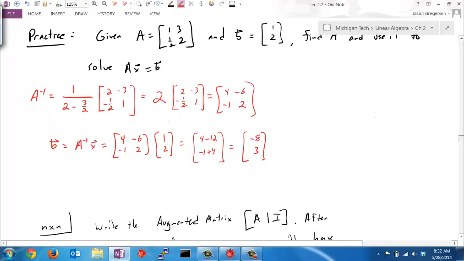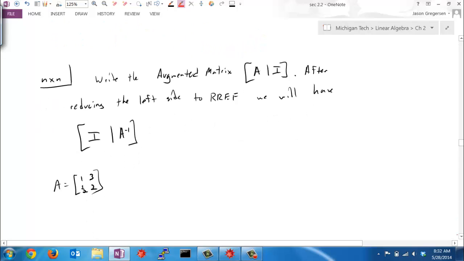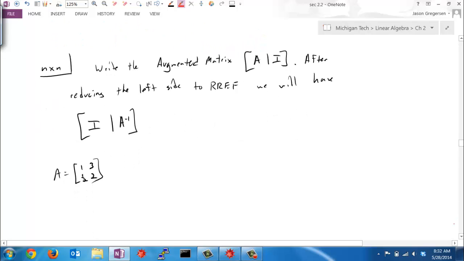Okay, so that's great. That's for 2 by 2s. But what about bigger matrices? How do we find those inverses? Well, we actually have another process. What we do is set up a special augmented matrix where we have our matrix on the left-hand side and we augment it with the identity matrix of the same size as A. So we set up an augmented matrix that looks like that: A on the left, identity on the right.